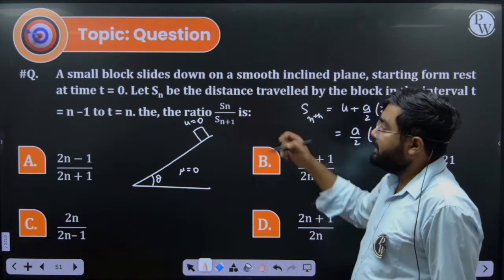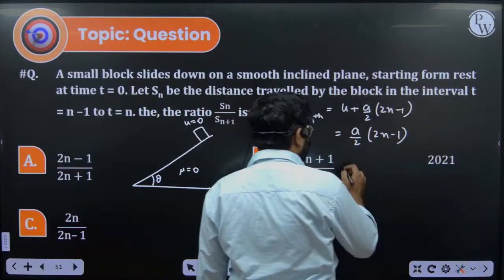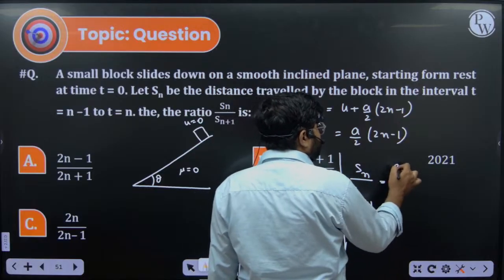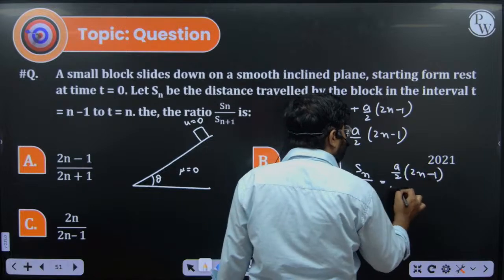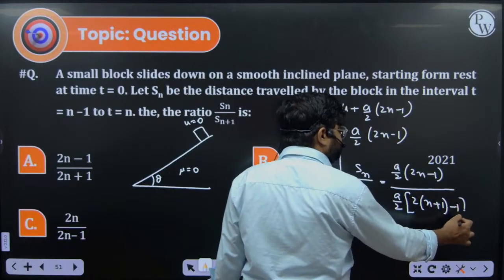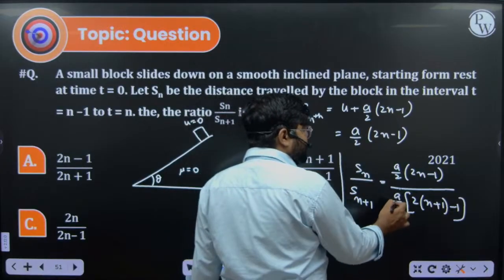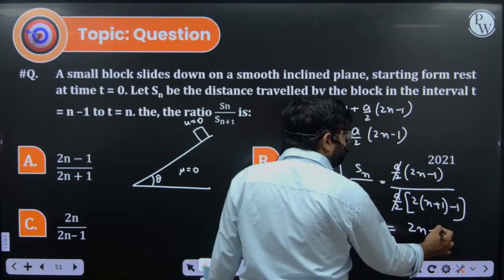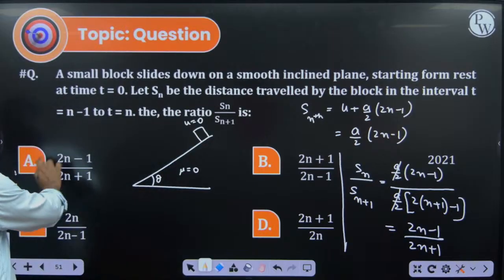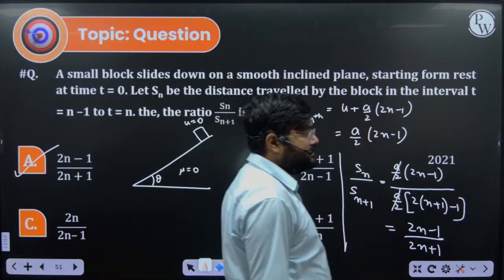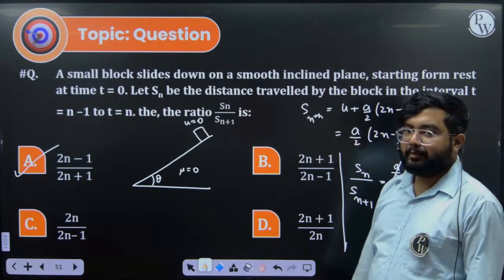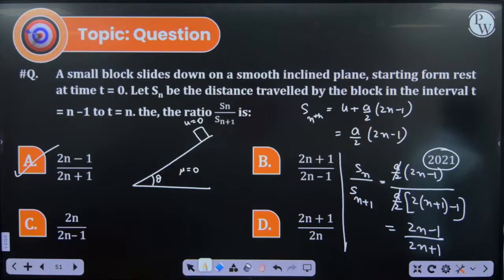So it is just a by 2 into 2n minus 1. We have to take the ratio of Sn by Sn plus 1. It's a very simple question and it is a kinematics question actually. So Sn by Sn plus 1 is a by 2 into 2n minus 1 by a by 2, with n replaced by n plus 1. The a by 2 gets cancelled and the answer comes out as this. So the correct answer here is option A. I think this is a kinematics question and this was asked in the year 2021. Yes, I hope this is clear.